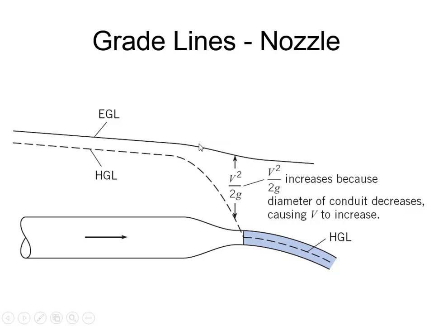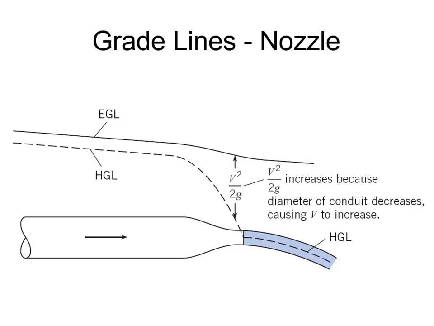Now what about this little section where we had a slope? What does the slope represent? Why is the EGL sloped? The rate of energy loss due to pipe friction. So why is it steeper here? It looks like it's steeper.